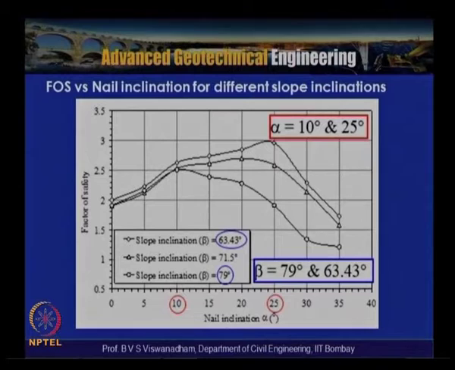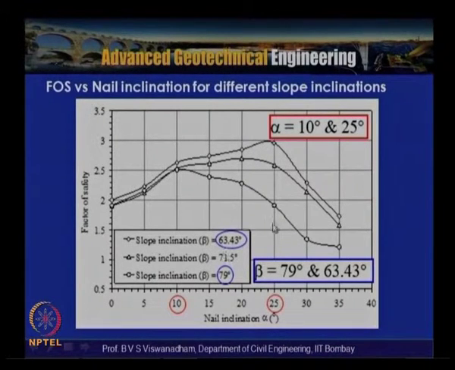So in this particular slide, the factor of safety versus nail inclination for different slope inclinations is shown. Here two very steep slopes are considered. One is 63.43 degrees, which is nothing but 2 vertical to 1 horizontal. The other one is a 79 degree slope inclination, which is 5 vertical to 1 horizontal. As can be seen, with a back slope inclination of 0, that is, the slope surface is horizontal, as the nail inclination increases, there is an increase in factor of safety, and then a further decrease in the factor of safety. This implies that there is a certain optimum inclination for which the factor of safety is high.